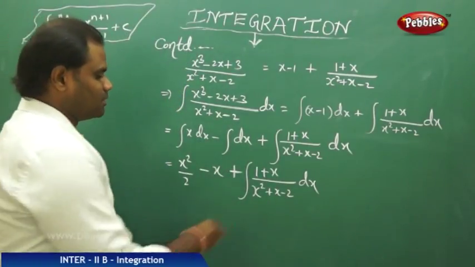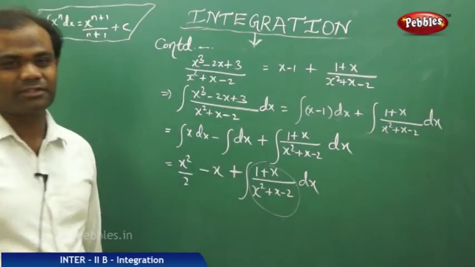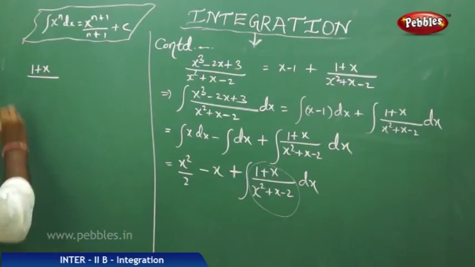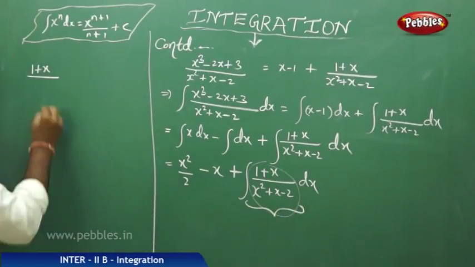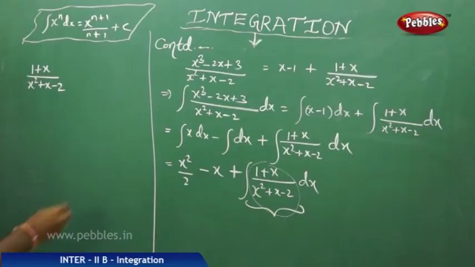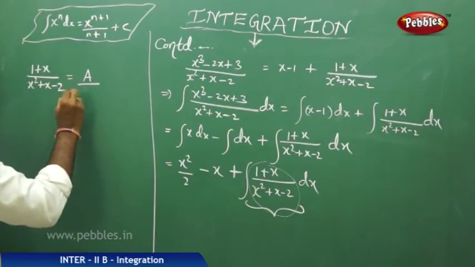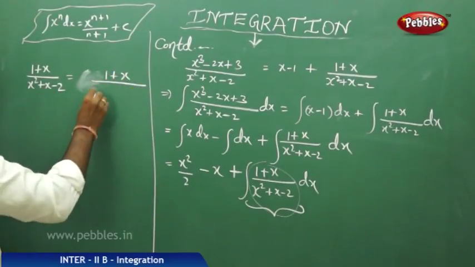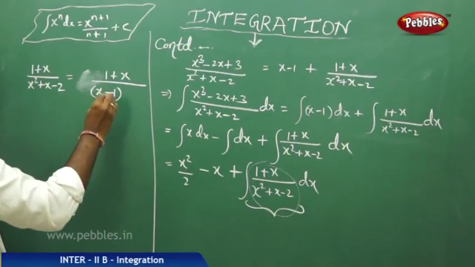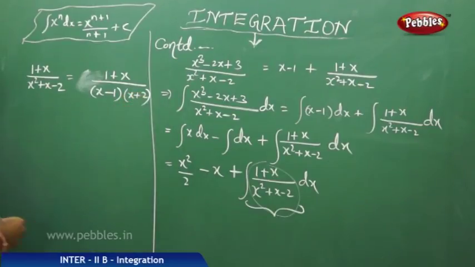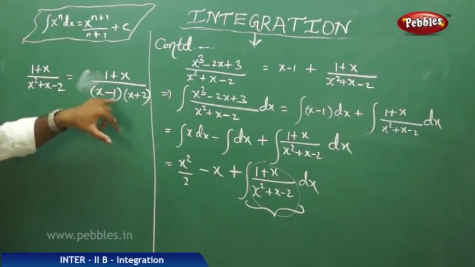Now it is very essential that I split this using partial fractions. So let's see how I can split this term (1 plus x) by (x squared plus x minus 2) using partial fractions. We know that this can be split as 1 plus x over the factors of the denominator, x minus 1 into x plus 2, because x minus 1 into x plus 2 are the factors of x squared plus x minus 2.